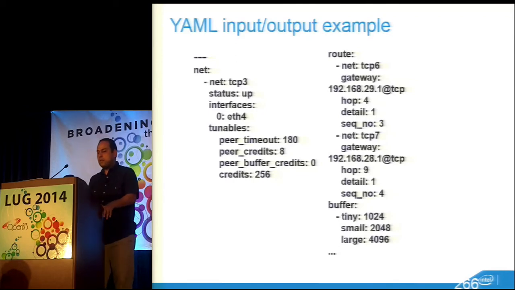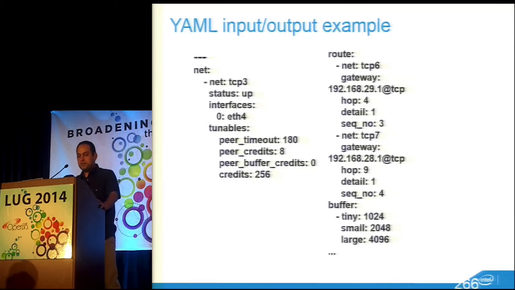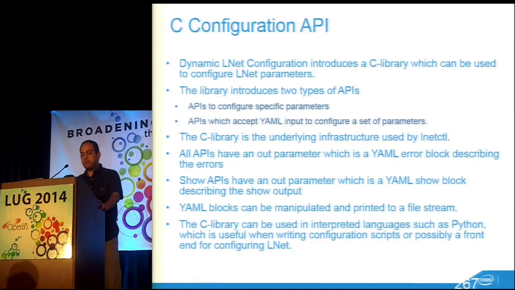Okay, I'll talk a little bit about the configuration API. It's a C API. It exposes two classes of APIs, like I mentioned before: one that configures a specific parameter and one that takes a YAML file. Any output from that API is in YAML format. It's described in a C structure, but it returns a C block that describes a YAML output, and then you can store that YAML output, print it, search it programmatically or whatever.